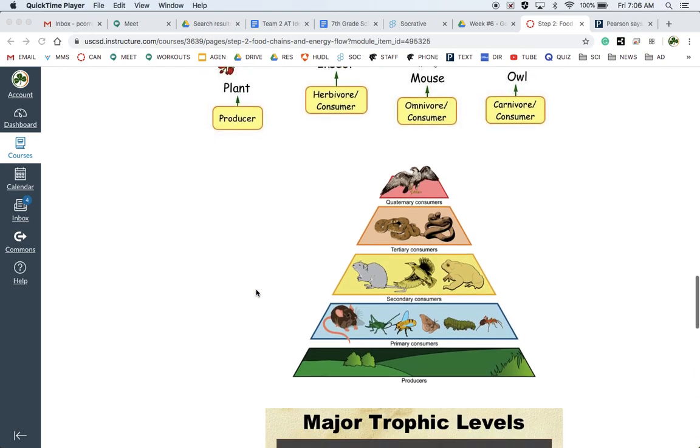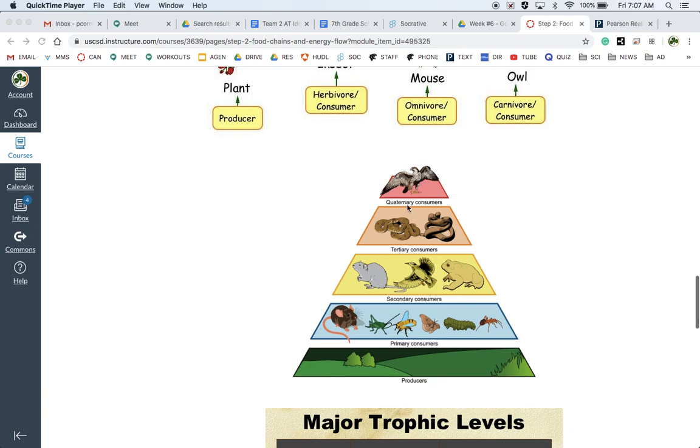Here's an example of a food pyramid where you're seeing the different levels that can exist within an ecosystem. What do I mean by the levels? These are called trophic levels. A way you can think of it is that these organisms nourish or pass on energy to these organisms. These organisms pass on energy to these organisms, so on and so forth, till we get up to our apex predators and so on.